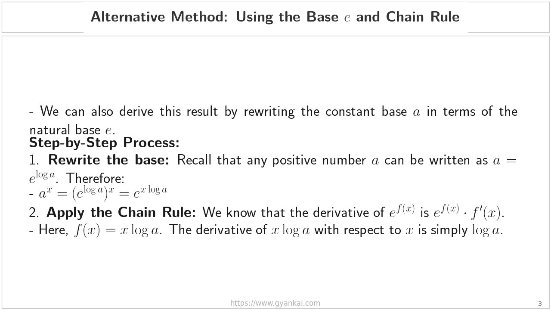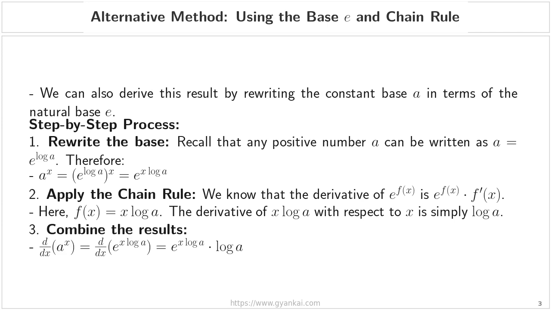Second, we apply the chain rule. We know that the derivative of e raised to the power of a function of x is equal to e raised to that same function, multiplied by the derivative of that function. In this specific case, our function in the exponent is x times the natural log of a. Since the natural log of a is simply a constant value, the derivative of x times the natural log of a, with respect to x, is just the natural log of a.